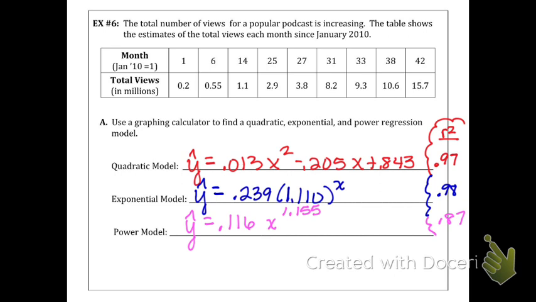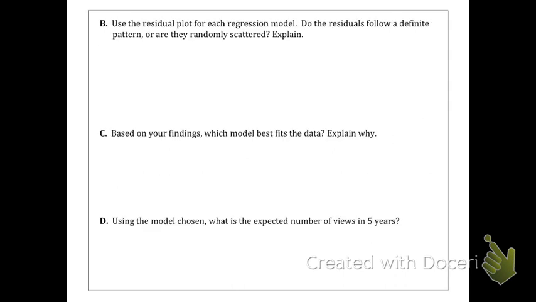B says use the residuals. Use a residual plot for each regression model. Do the residuals follow a definite pattern or are they randomly scattered?